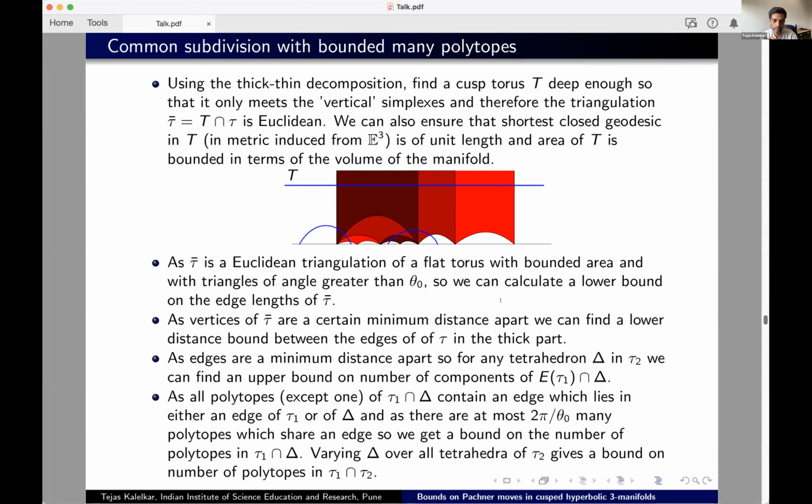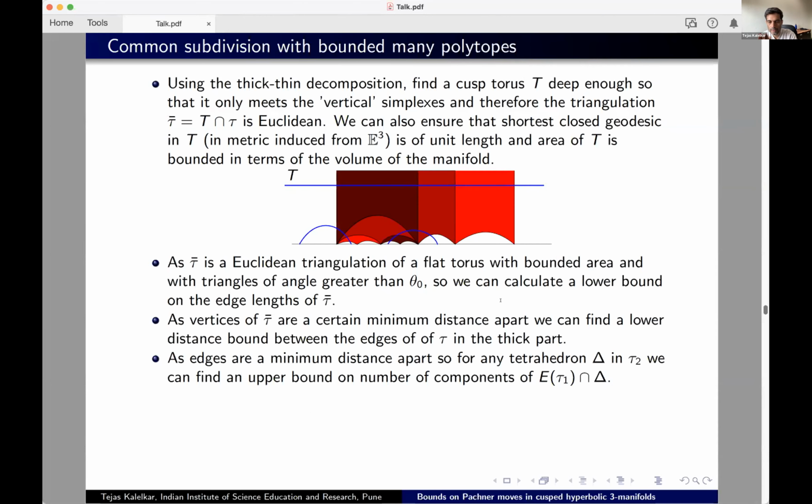So what we've gotten is this distance between the edges of tau 1. Using that, we've gotten balls in delta which are a minimum distance apart, so they're all disjoint balls. And then, using the fact that the volume of delta is bounded by the volume of a regular ideal tetrahedron, we get a bound on the number of edge components in the edges of tau 1 intersection delta.